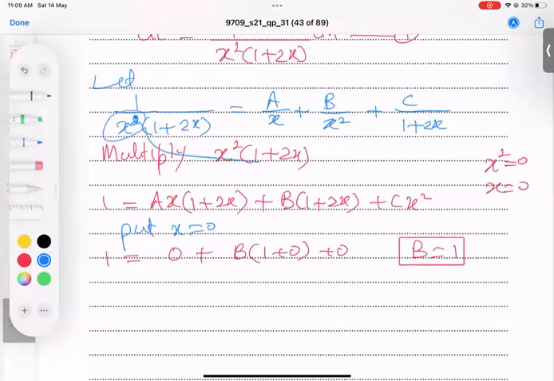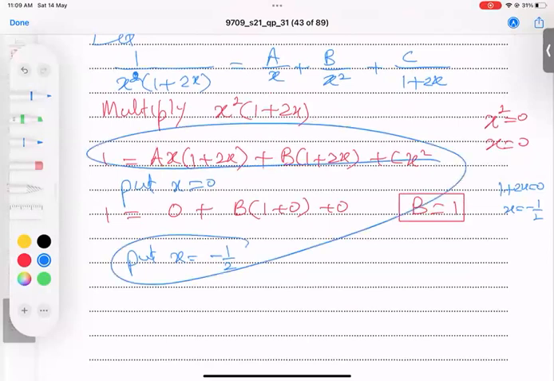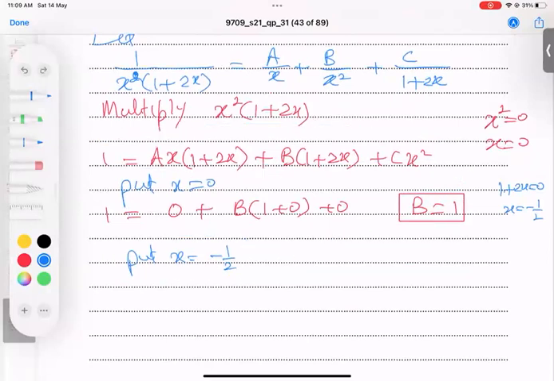Now first I plugged in this equal to 0. Now I plug in this equal to 0. When I plug in 1 plus 2x equal to 0, x becomes negative half. I'm going to write now: put x equals negative half. Where? In this expression. Equation, sorry. So let's have a look.